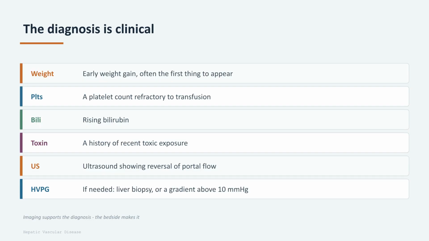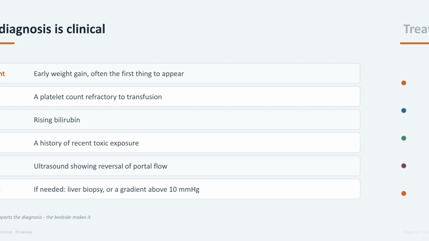Here is the part that gets missed. This is a clinical diagnosis, not a radiologic one. Look for early weight gain, often the first sign, a platelet count that will not hold despite transfusion, a rising bilirubin, and a history of recent toxin exposure. Ultrasound helps. Reversal of portal flow supports it. And if you still need proof, a liver biopsy, or a hepatic venous pressure gradient above 10 millimeters of mercury. But the bedside makes this diagnosis, and it makes it earlier than any scan will.